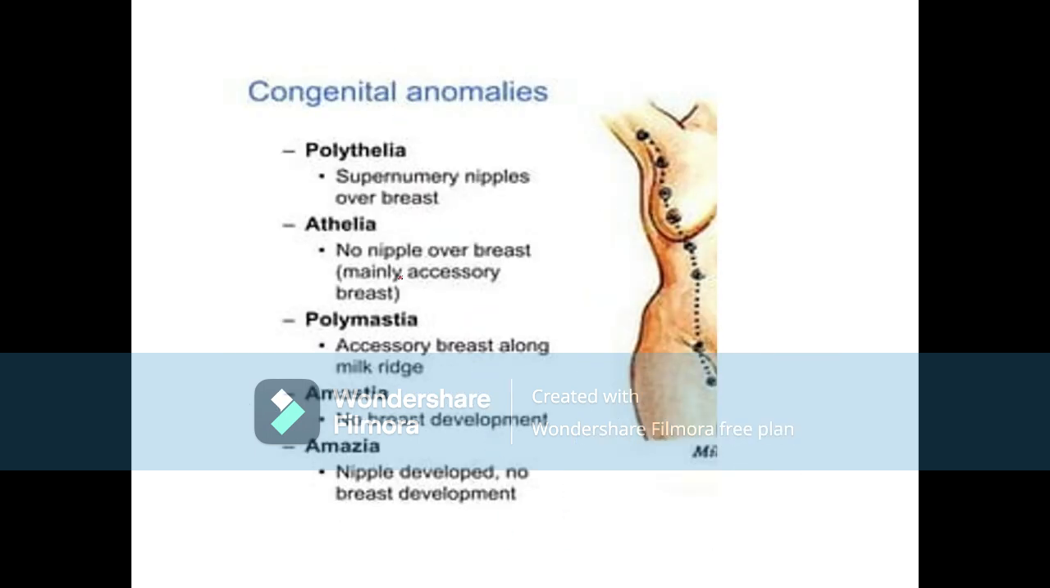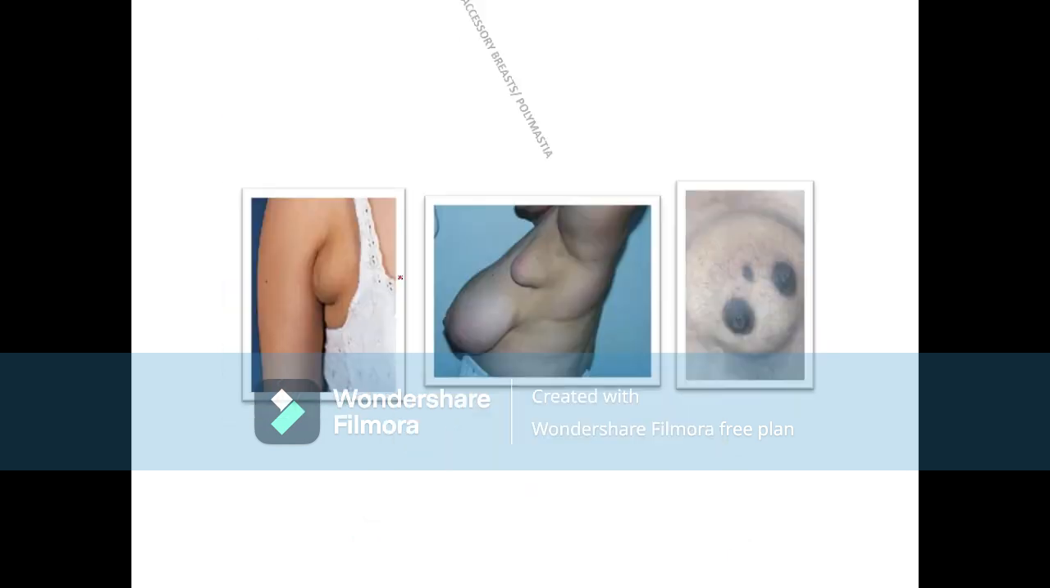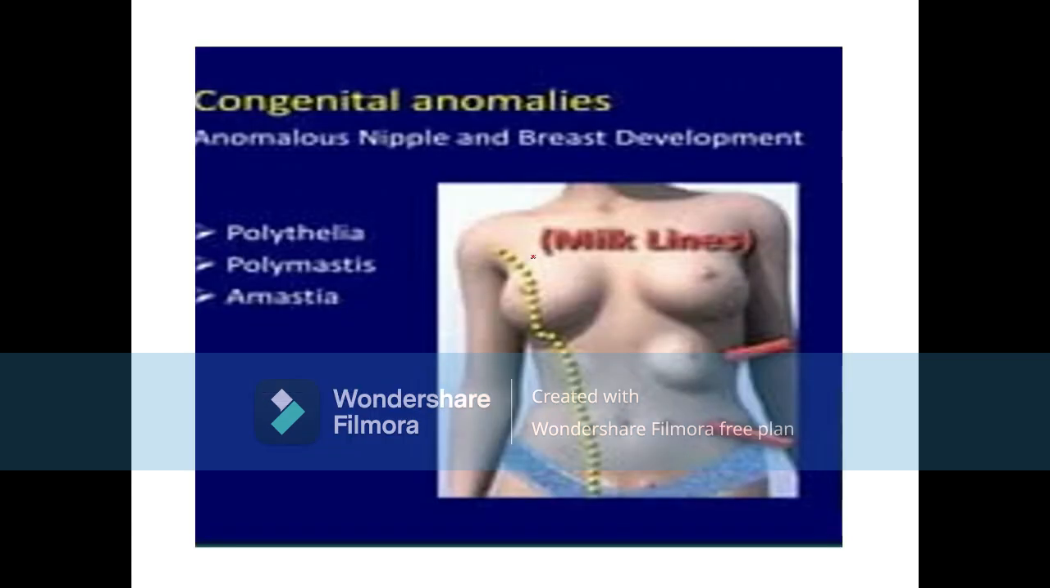In polythelia, you find someone with multiple nipples. If it's not polythelia, you can have polymastia. You find people with accessory breasts. You find someone with an accessory breast in their armpit or in their axilla, or even below. This ridge can also be called the milk line.